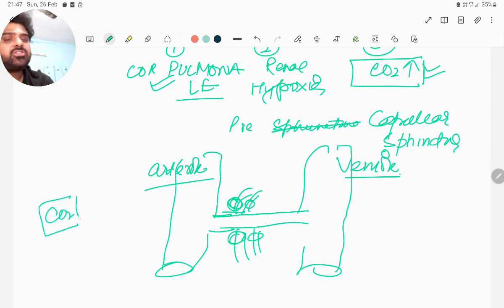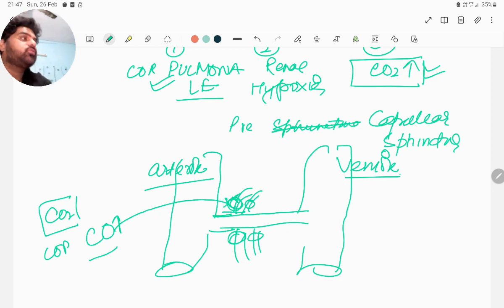So in cases of COPD, when carbon dioxide increases, it acts on these pre-capillary sphincters and causes relaxation of the pre-capillary sphincter. So blood will move into these capillaries, and this high amount of blood in the capillaries will leak out, leading to the edema.